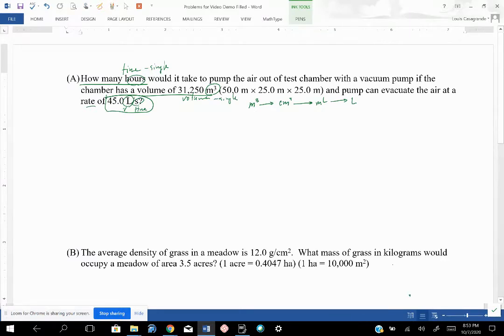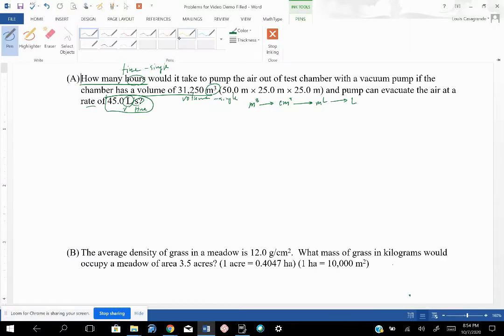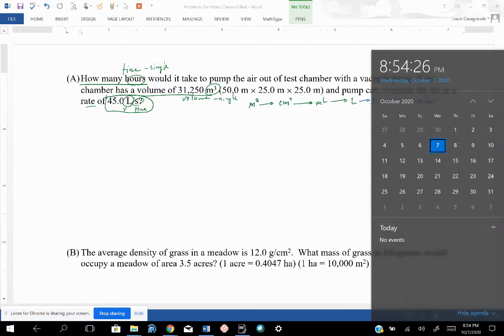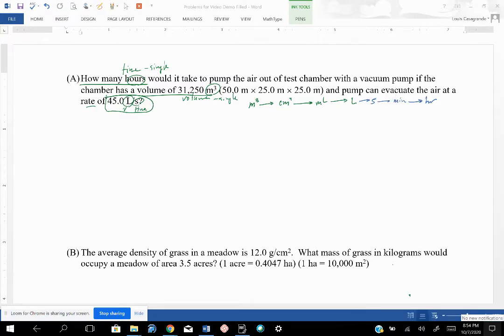So once we get there, we can now, let's switch colors, go from liters to seconds, because that's the conversion factor. From seconds, we know we can convert to minutes. And then minutes, we can convert to hours. And we have a 6-step problem. All right, so it looks more complicated than it is. You just have to think a little bit about what you're doing.